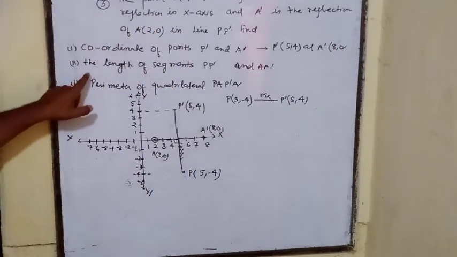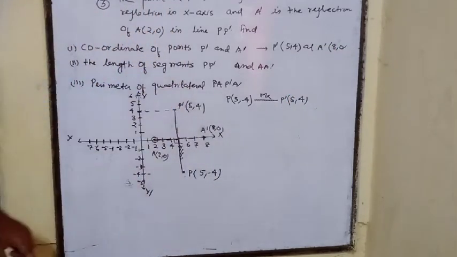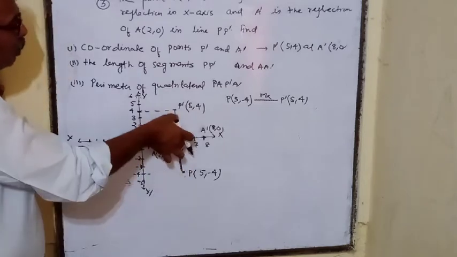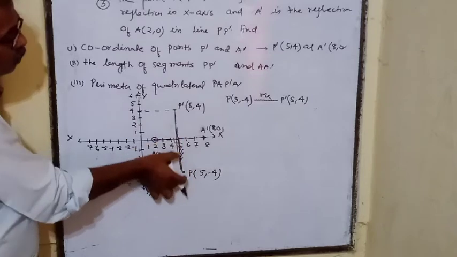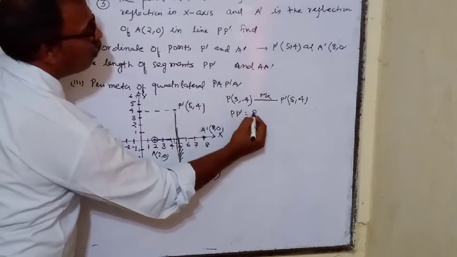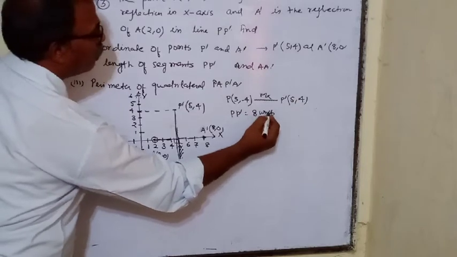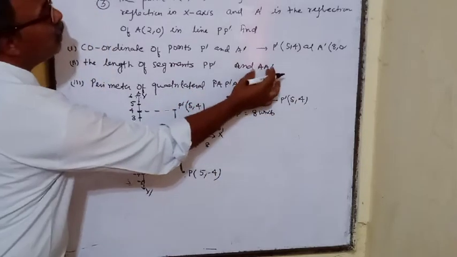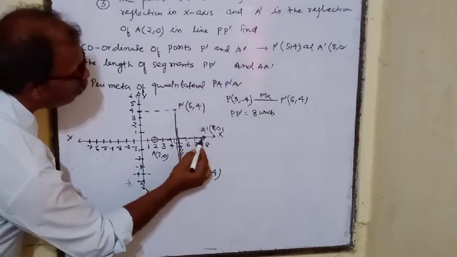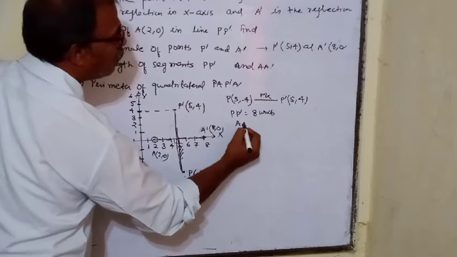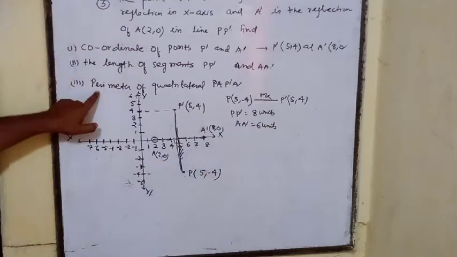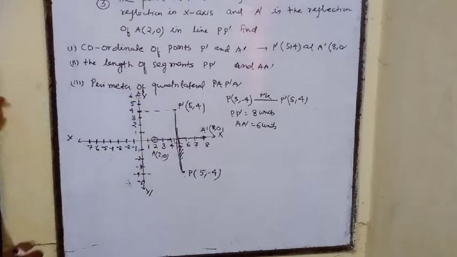Now the second part of the question is to find the length of segment PP dash. This is PP dash and we have to find its length. This is 4 units and this is 4 units. So 4 units plus 4 units is 8 units. So PP dash is equal to 8 units. Next you have to measure the length of AA dash. This is 1, 2, 3, 1, 2, 3, so 6 units. So AA dash is 6 units.